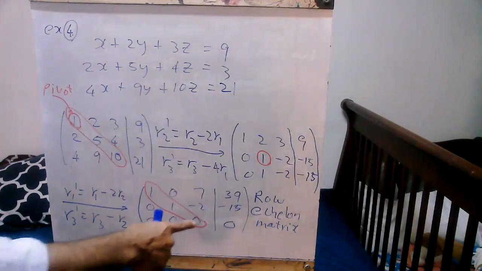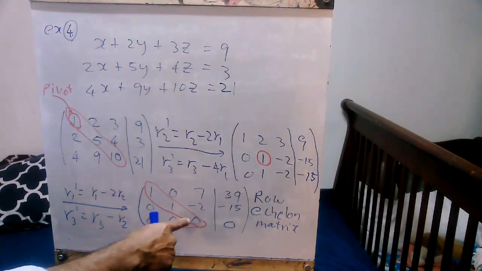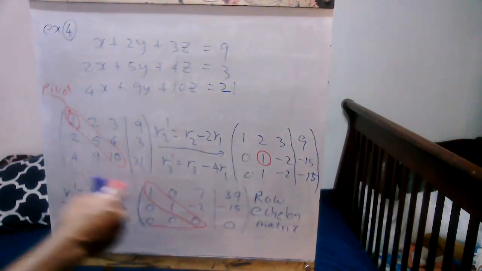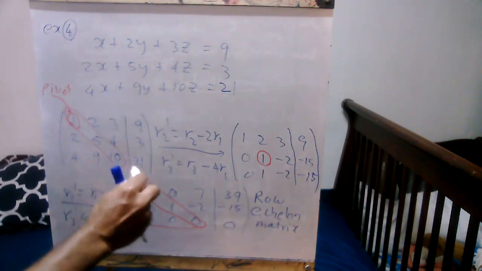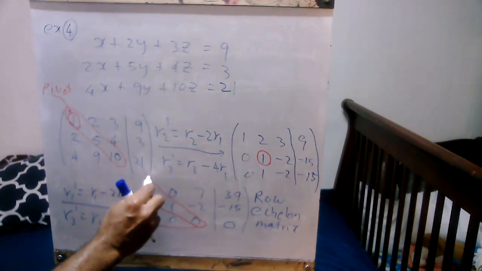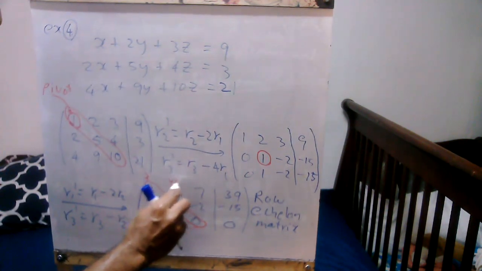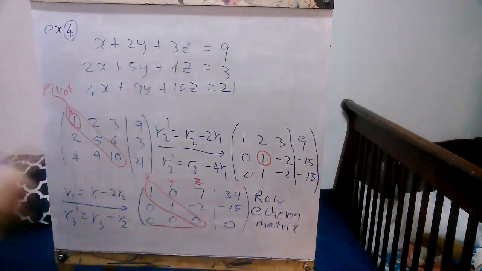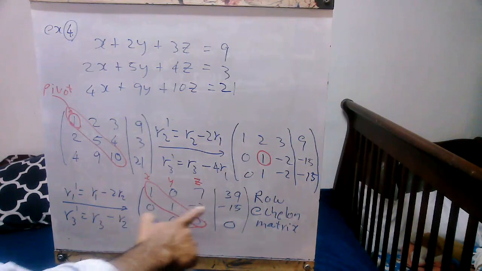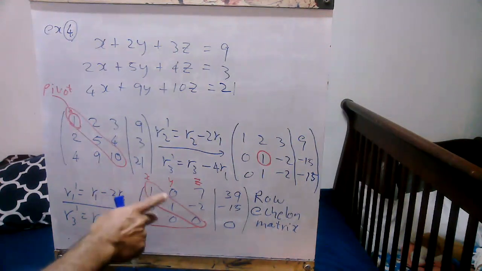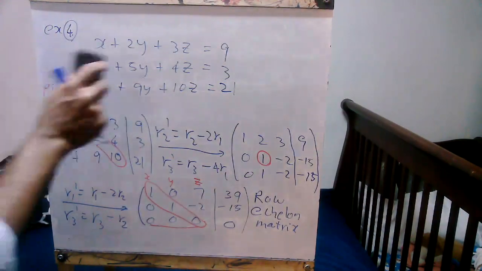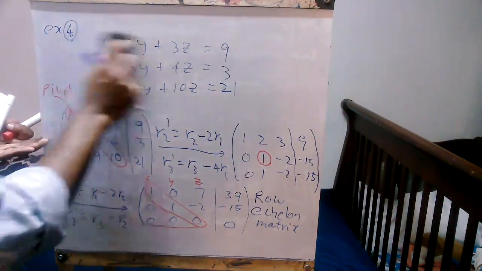Now which coefficient is 0? I said the first column is x, the second column is y, the third column is z, right? What we're going to do is write these equations back. I'm going to write it here, right?